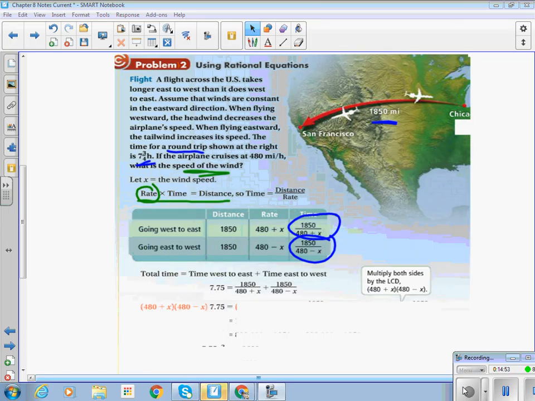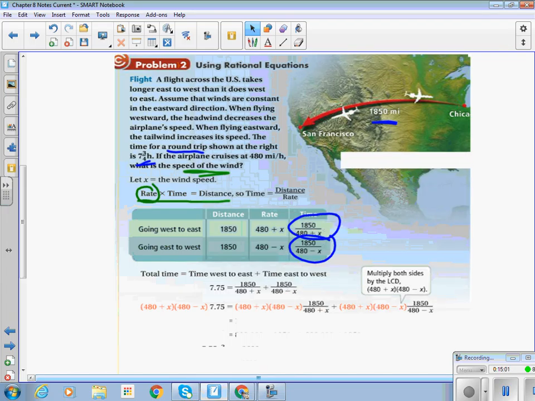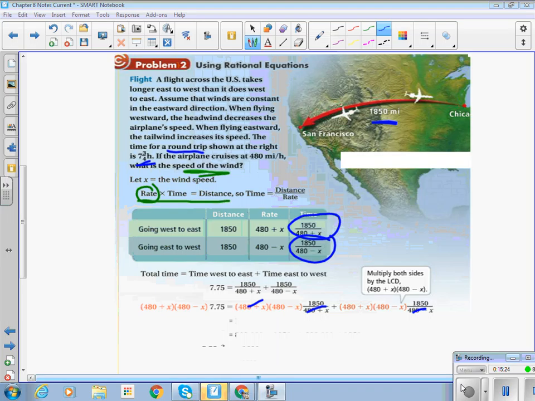We multiply both sides by our common denominator. So the common denominator is 480 plus x times 480 minus x. Multiply everything by that, just like we did in the practice problem. So when we rewrite this, the 480 plus x and the 480 plus x will cancel out. The 480 minus x and the 480 minus x will cancel out. So you're just going to be left with 480 minus x times 1850 and 480 plus x times 1850.